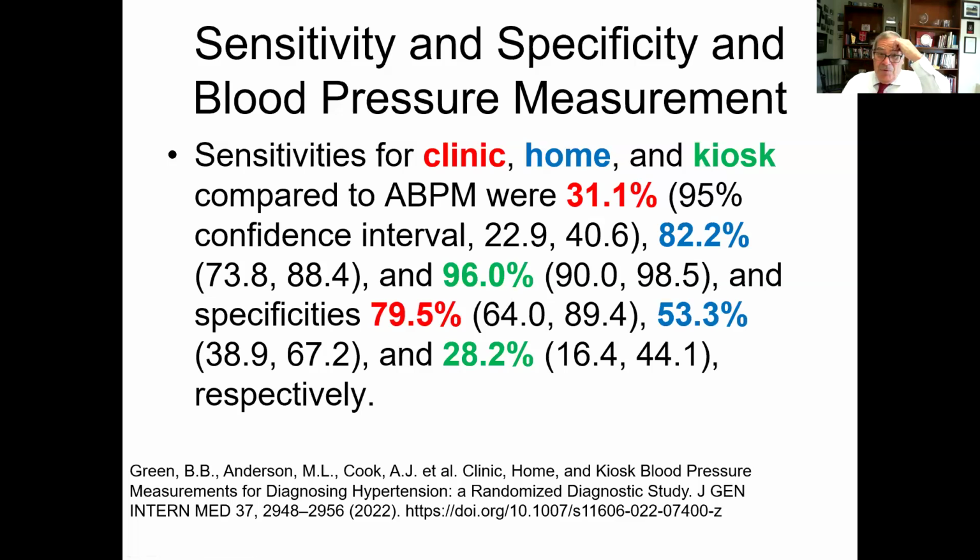To everyone's points, if we look at the specificities, again, looking at the clinic, 79%, home 53%, and looking at the kiosk, 28%. Again, what are we trying to do? Where are we going with the diagnosis? Are we willing to accept a few false positives in order to implement this important intervention, and looking at what these different conditions are bringing us?